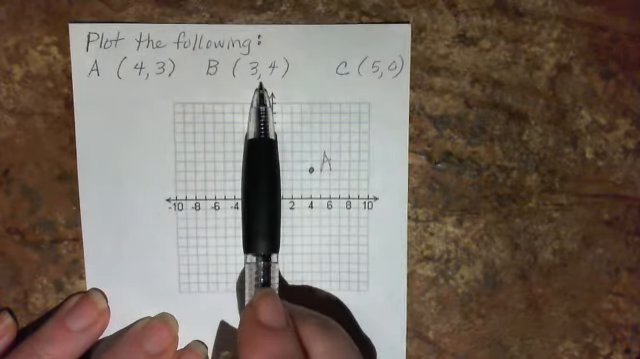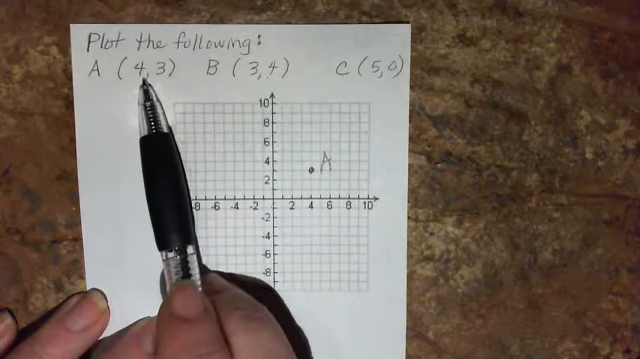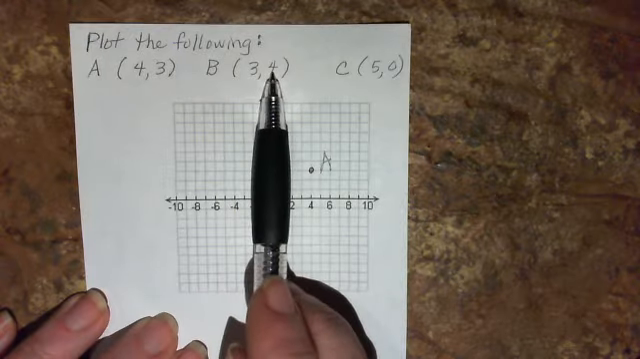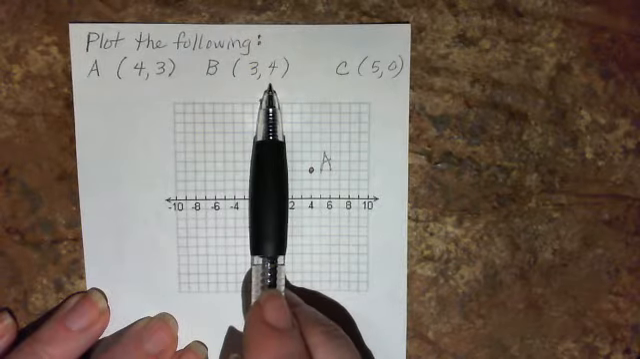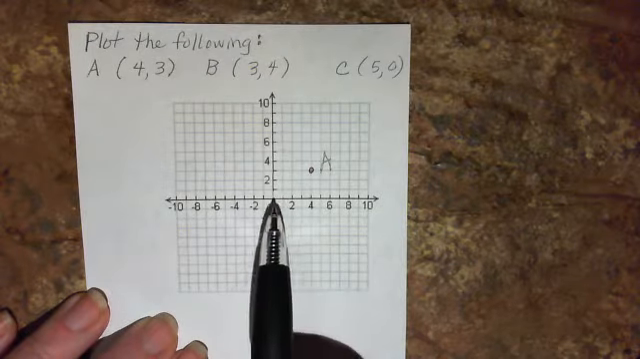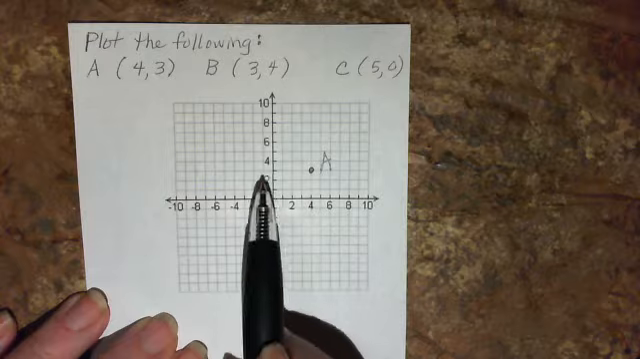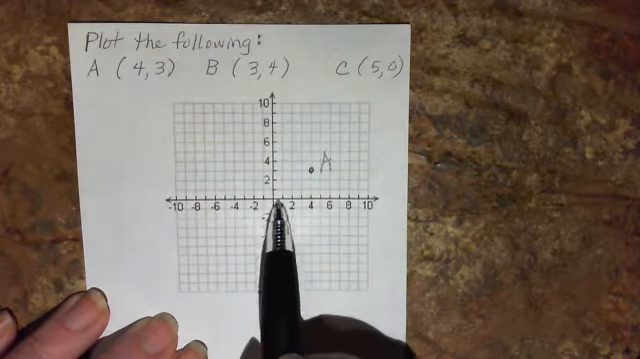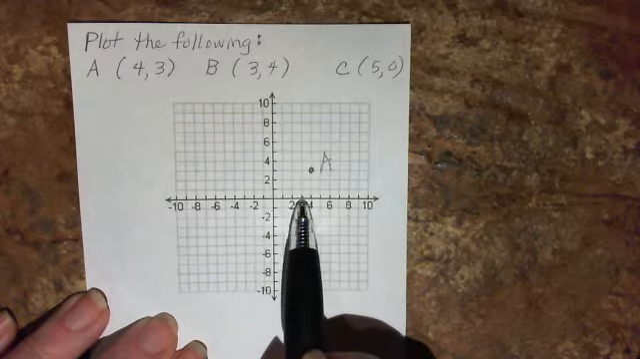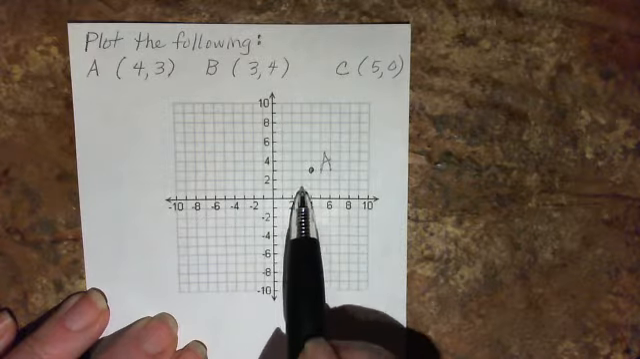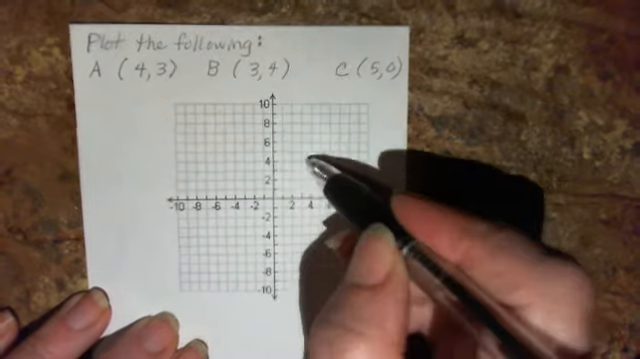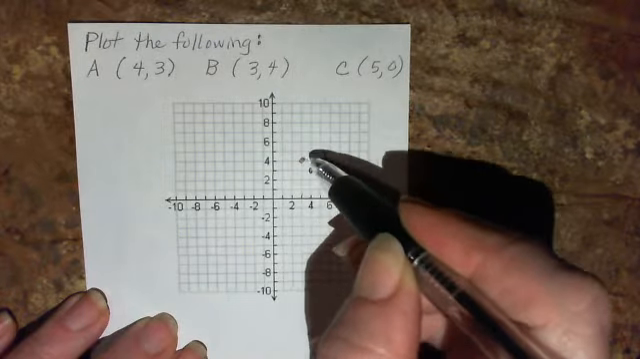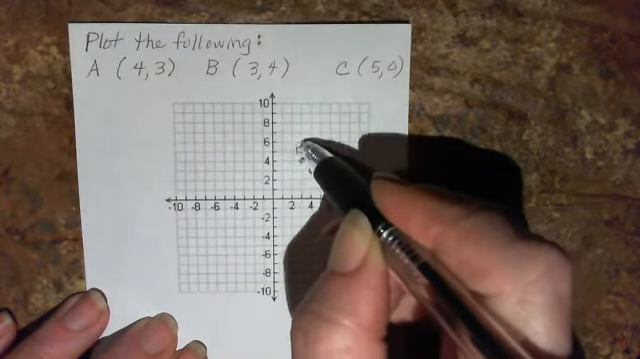Alright, let's mark point B. The point 3, 4. Now it has the same two numbers, but remember the order of the numbers is very important. So the point 3, 4 means x value 3, y value 4. So to get to that coordinated value, we go x value 3, y value 4, and we're going to mark this as point B.